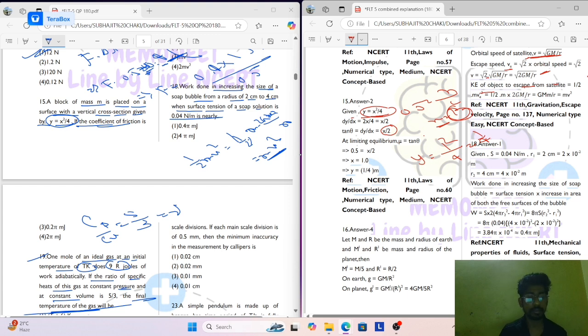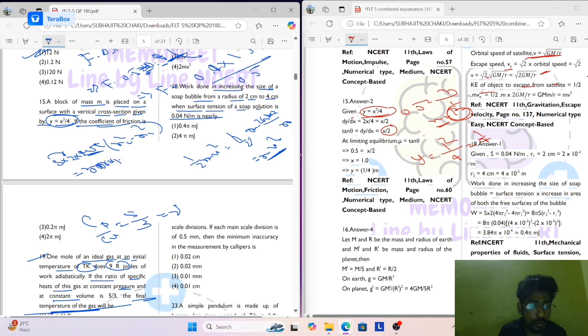So W equals S into 2 into 4 pi, r2 square minus r1 square. This is the formula. So S is what? 0.4. 0.4 into 2, 0.08. This is 4 into pi, which means 12.56. Sorry, pi we can keep as per the answer.